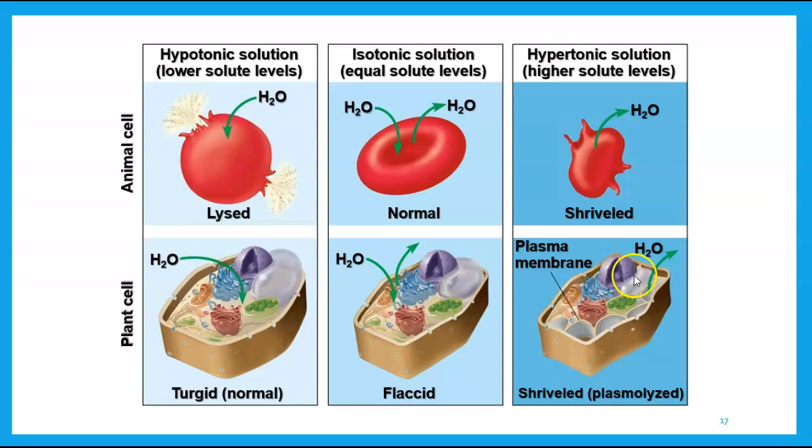And finally, if you put a plant cell into a hypertonic solution with a lot of solute outside the membrane, that's going to cause the cell to lose water, and that's going to cause shriveling or what we call the cell being plasmolyzed, as the cell membrane actually starts pulling away from the cell wall, and you can see definitely that the cell contents have been shrunk compared to the normal size and shape of the cell.